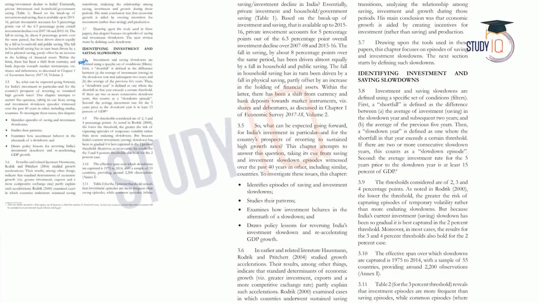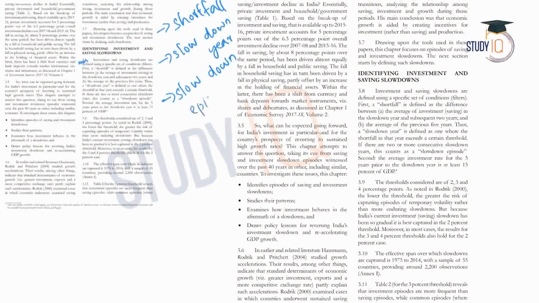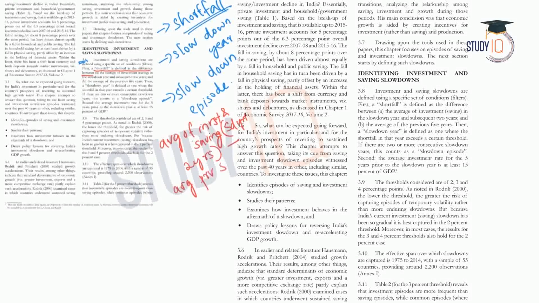Now coming to 3.8. Here three terms are very important. First one is shortfall. Second term is slowdown year. And thirdly, slowdown episode. You need to clearly differentiate between these three terms. First of all, shortfall. Shortfall is defined as the difference between the average of investment and saving in the slowdown year and subsequent 2 years and the average of previous 5 years. That means the average of investment and saving in the slowdown year plus 2 years after the slowdown, minus the average of previous 5 years. So this is defined as the shortfall.